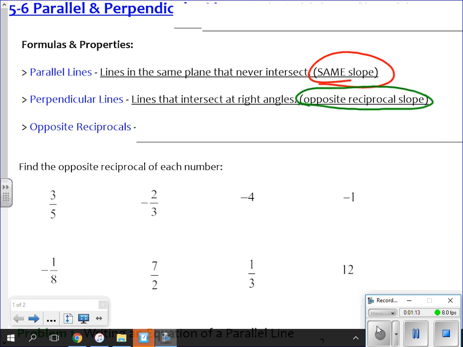Not every pair of lines are parallel or perpendicular. They could be neither. In fact, most lines are neither parallel nor perpendicular. They cross each other, but they do not cross at 90 degrees.